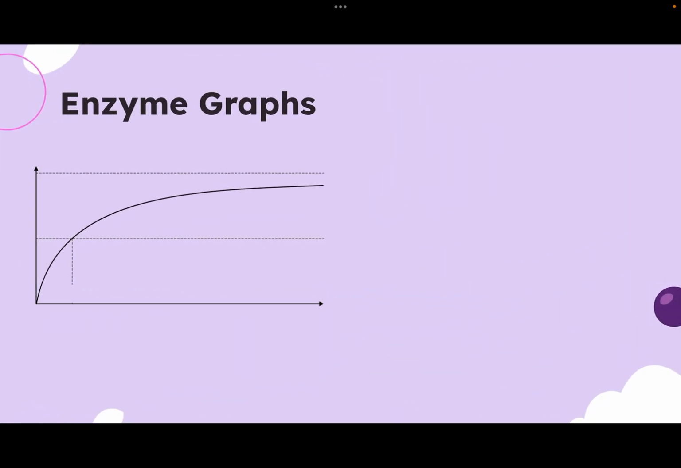You might have seen enzyme graphs before. They curve upward and then level off. That's called the Michaelis-Menten curve. It shows how reaction speed changes with substrate concentration.